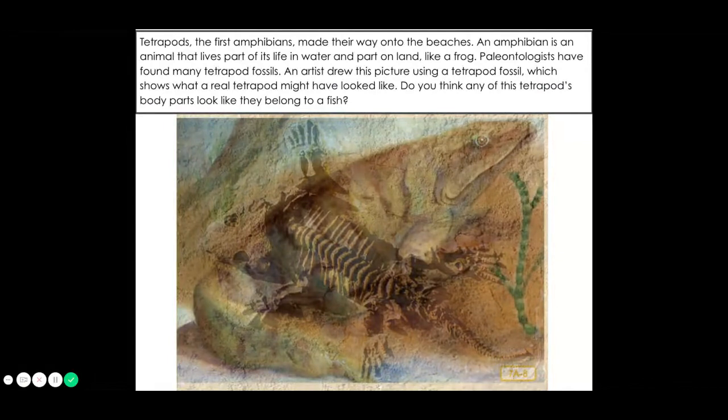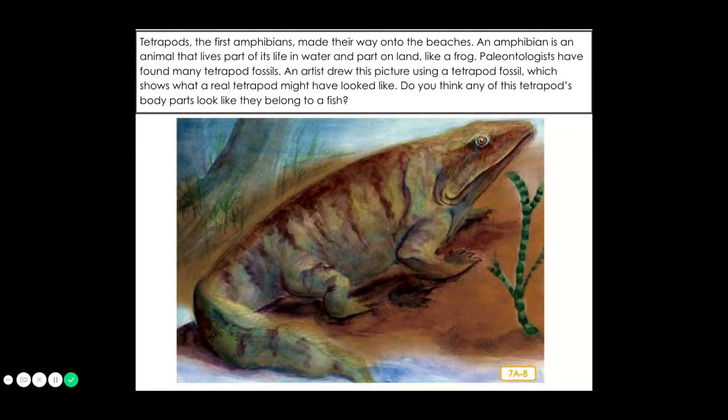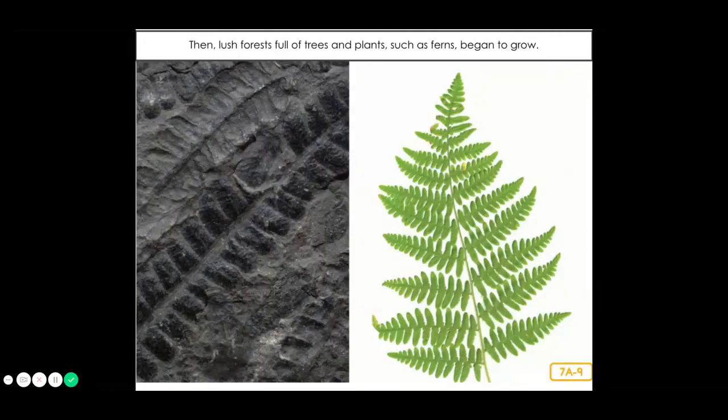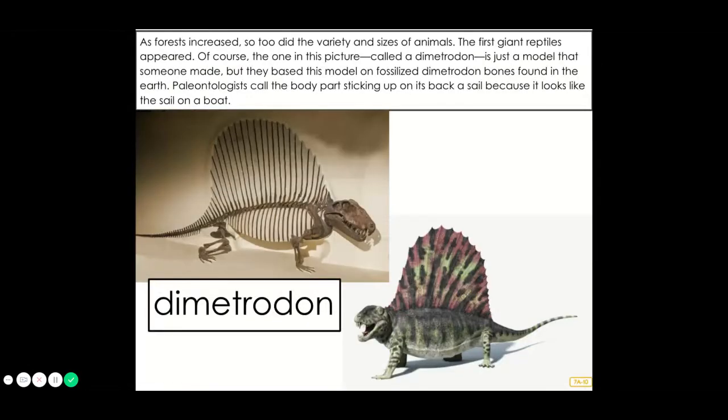An artist drew this picture using a tetrapod fossil, which shows what a real tetrapod might have looked like. Do you think any of this tetrapod's body parts look like they belong to a fish? Then lush forest full of trees and plants, such as ferns, began to grow. As forest increased, so too did the variety and sizes of animals.